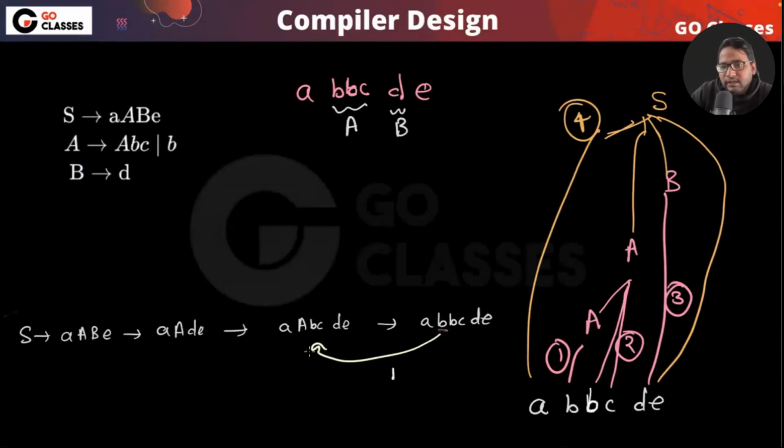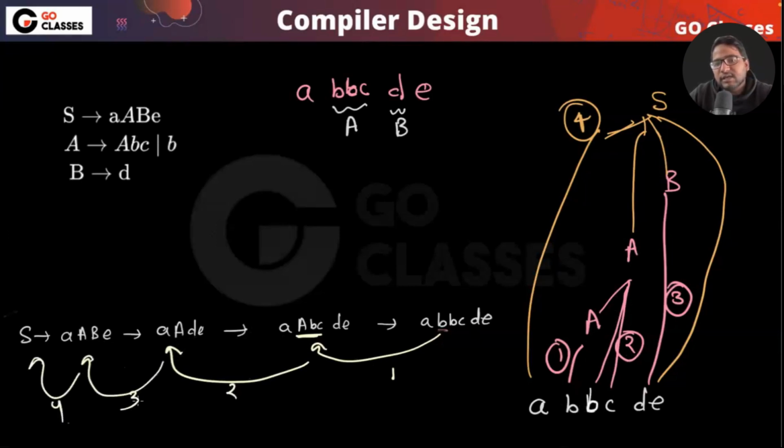And then you are saying, okay, now you reduce this ABC. This is the second step. You reduce this ABC to capital A, isn't it the second step? Now you are saying this D is capital B, isn't it the third step? You're going from here to here, isn't it the fourth step? So isn't bottom-up parsing and reverse RMD the same?